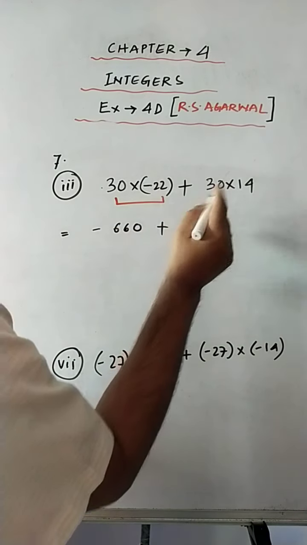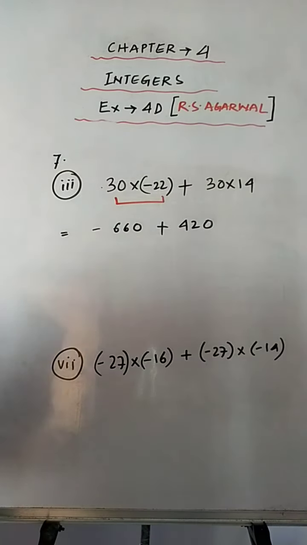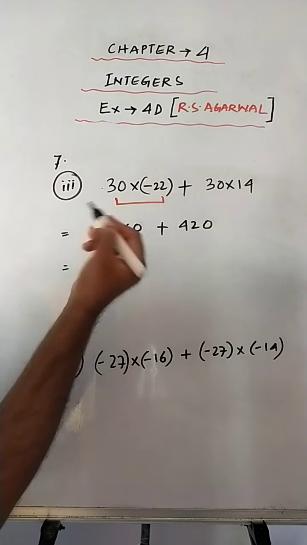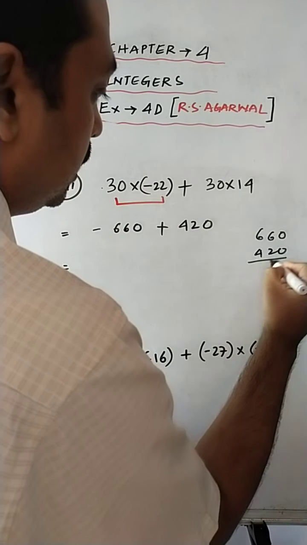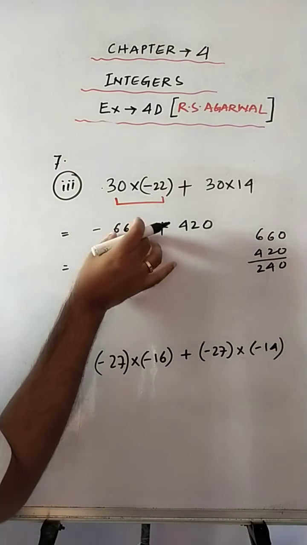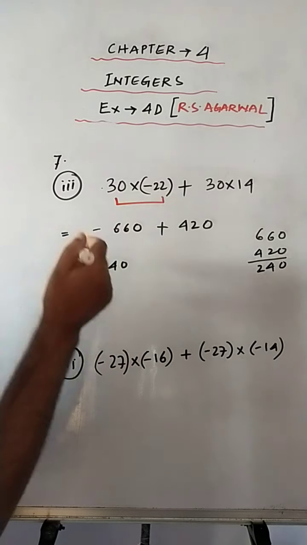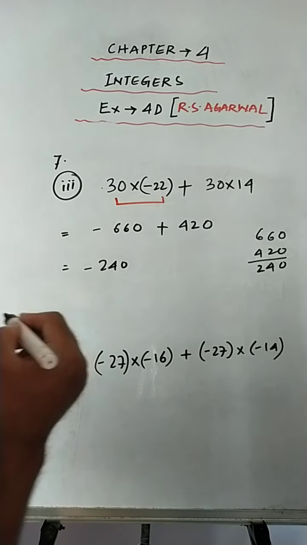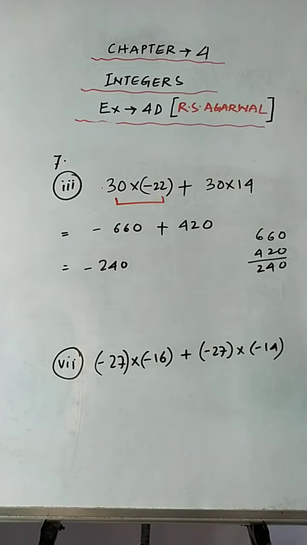Okay, plus 30 into 14 is what? 420. Okay, now plus minus is minus, so if you do 660 minus 420, you get 240. But which number is greater? 660 is greater, and it has a minus sign, so the answer would be in negative notation. Okay, now this is the answer of sum number 3. Now let's move on to sum number 7.